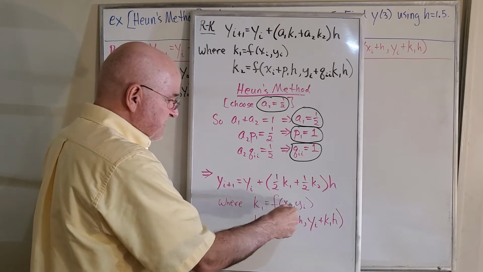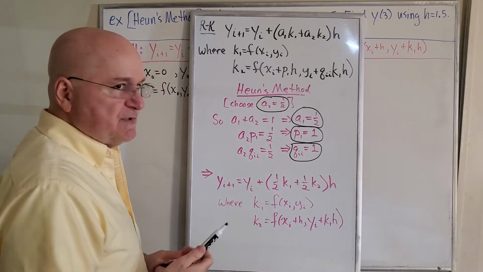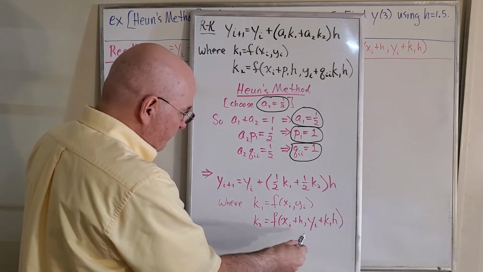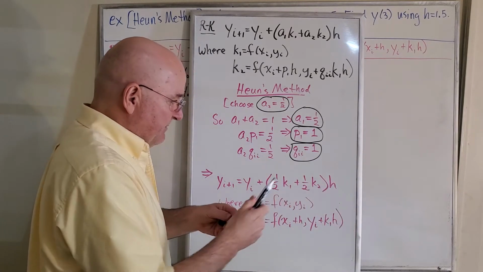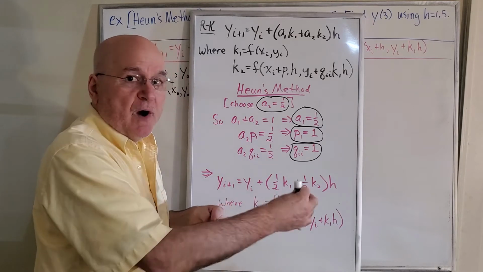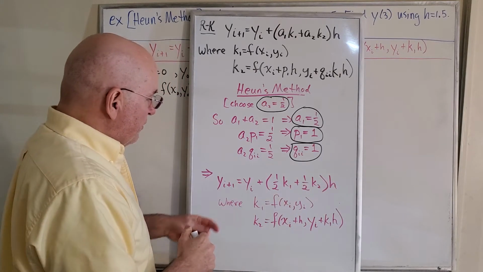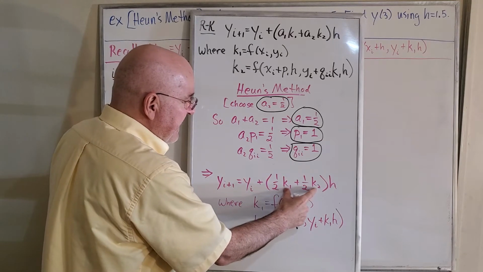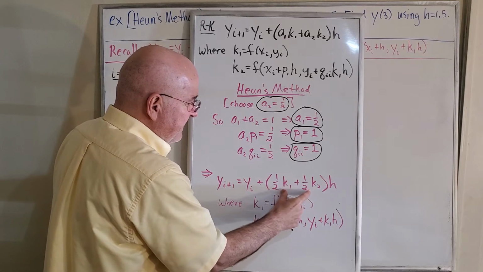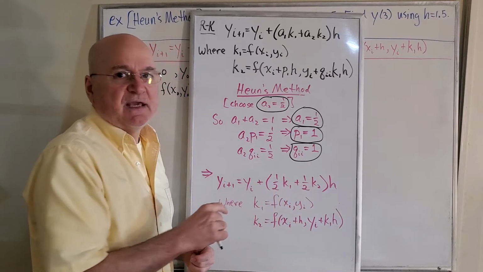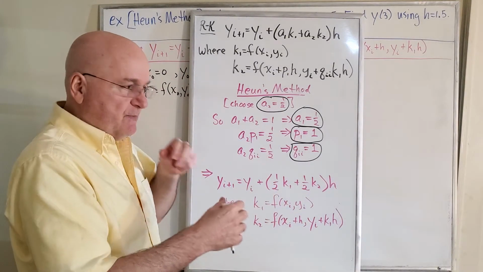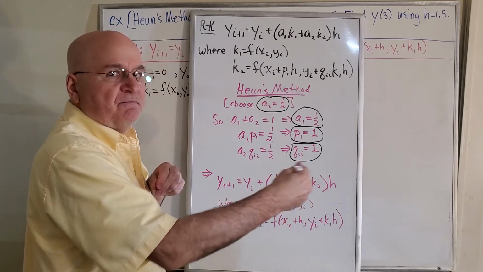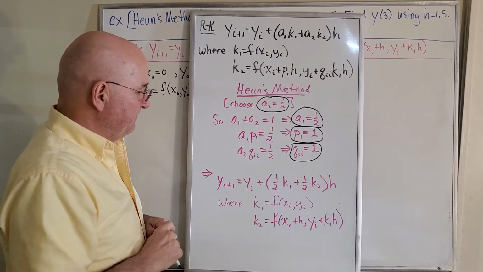k1 is just f of x_i, y_i, like used in Euler's method. k2 is f of x_i plus h, a time in the future, and an estimate for a y in the future. So we're taking, in Heun's method, simply the average, 1/2 and 1/2, adding these together, of k1 and k2, the average of the two slopes, the current slope and averaging that with the slope of a point approximately where we're headed.